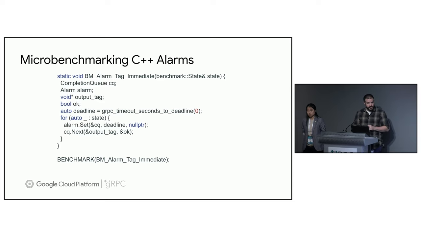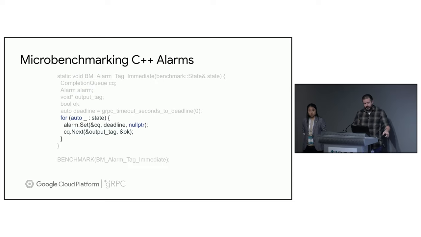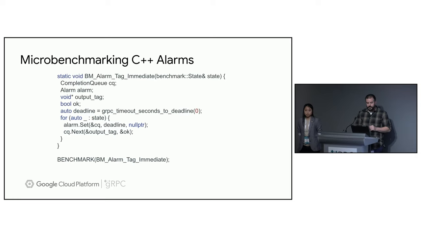Let me walk you through this example quickly. The functionality we're benchmarking is entirely inside this for loop, which simply sets a zero duration timeout on an alarm and pulls the completion queue until that alarm has fired and pushed its tag back onto the queue. The way it works is the benchmark system provides an iterable state object that controls the benchmark, allowing the benchmark system to determine the iteration count and benchmark timing. With command line flags, you can control some of the iteration count, benchmark timing, and things of that nature.